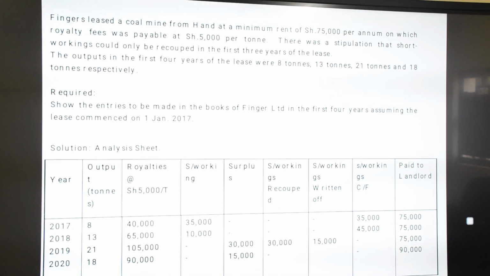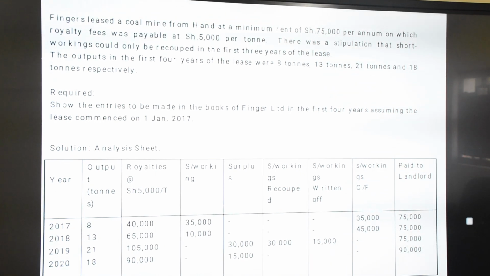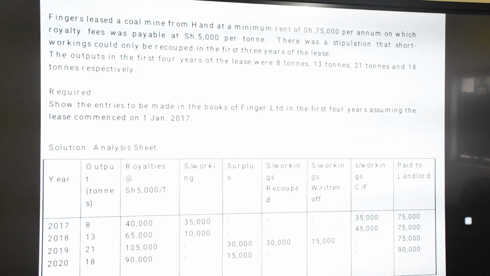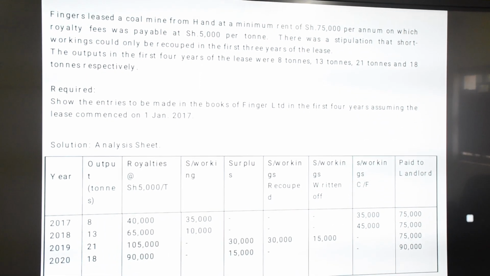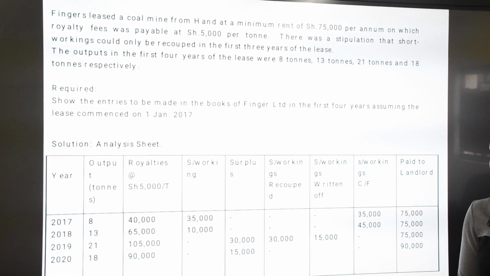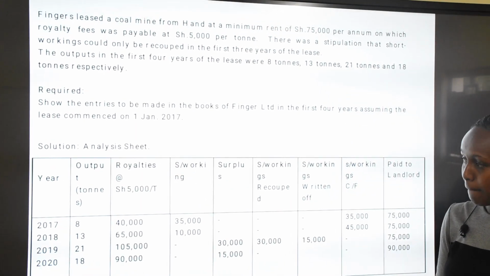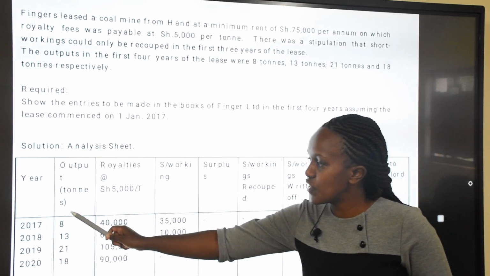Required: show the entries to be made in the books of Finger Limited in the first 4 years, assuming the lease commenced on 1st January of 2017. So to be able to answer our question, we are first of all going to prepare what we call an analysis sheet, whereby in the first column you put the year.